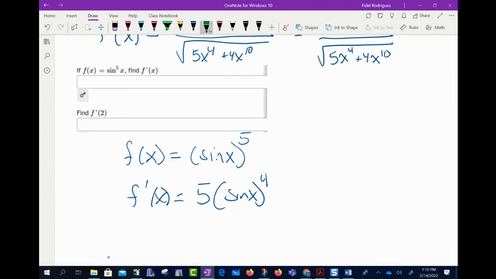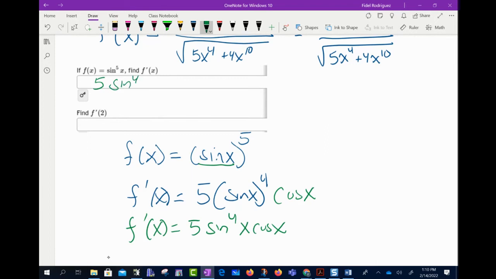Okay. Second question, y'all. What do we say the derivative of a sine was? Cosine of x, right? Okay. So all I'm going to do here, y'all, is I'm just going to write it like this. Sine to the 4th x, cosine of x. That right there, y'all, will be my answer for the first piece. 5 sine to the 4th x, cosine of x.